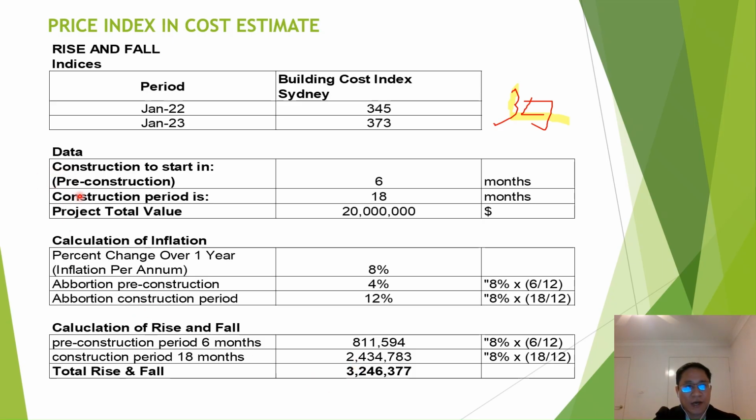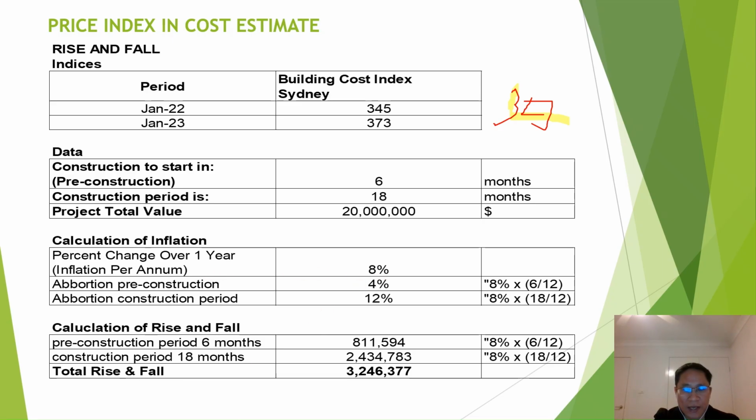We also have data for the project. The construction will be commenced within 6 months, and the total construction period is 18 months, and the estimated construction value is 20 million. How to do the calculation of price and force? First, we need to calculate the inflation first. So the percent change over 1 year is 8%.